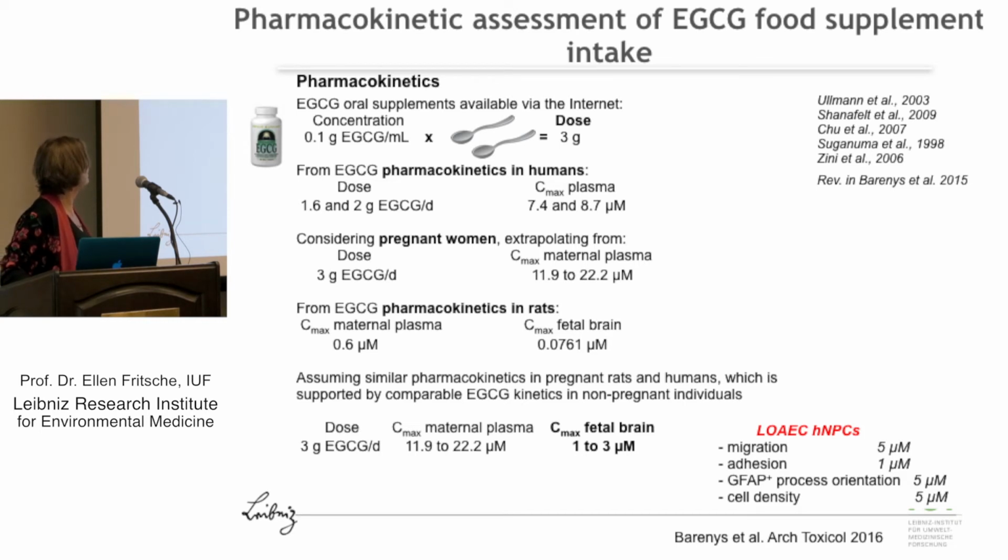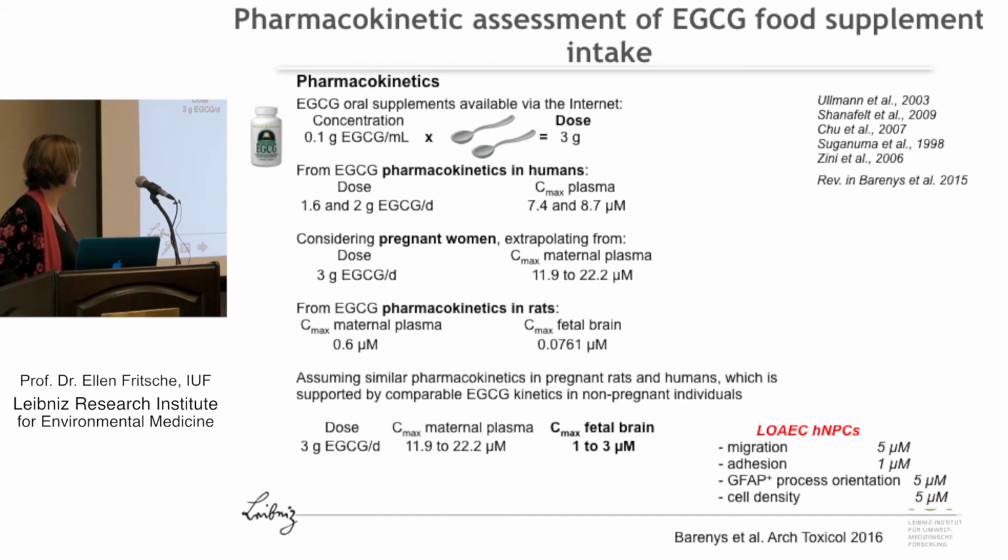Okay, so how do we approach the kinetics issue? If you buy these EGCG oral supplements, you find a concentration in there of 0.1 gram per mL. And you are supposed to take 2 tablespoons, which would be a dose of 3 grams per day. From pharmacokinetics in humans, there were experiments where they made humans take between 1.6 and 2 grams EGCG a day. They found a maximal plasma concentration of almost 10 micromolar in blood. So that's pretty high when you take these supplements.